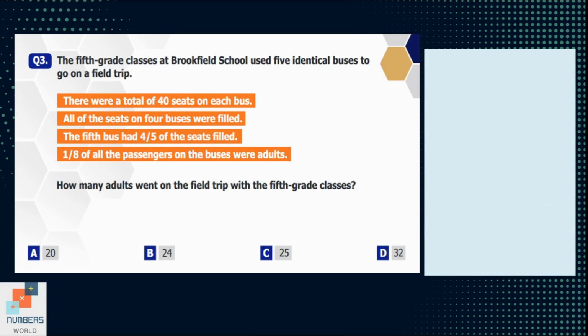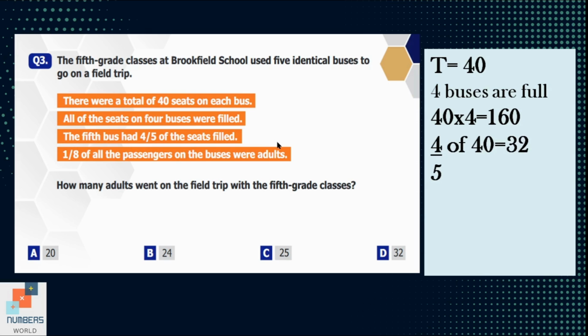Let's sort out the information step by step. There are 40 seats in each bus and 4 buses are full. So we are going to find out the total number of passengers in 4 buses by multiplying 40 with 4, which is equal to 160. The third statement is the fifth bus had 4/5 of the seats filled. So 4/5 of 40 is equal to 32. It means there were 32 passengers in the fifth bus.